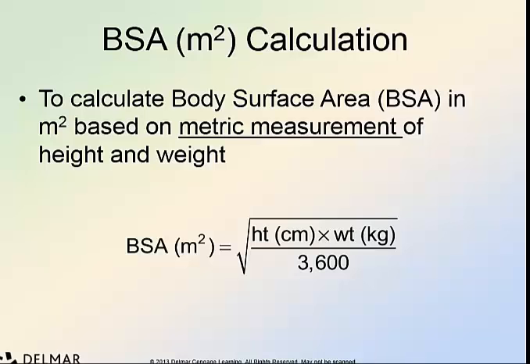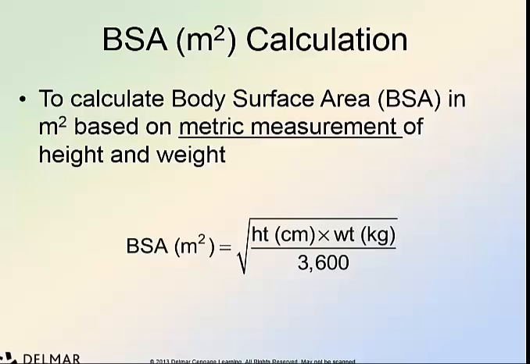So in the following formula, the body surface area is equal to the square root of the height, which must be in centimeters, times the weight, which must be in kilograms, divided by 3,600. And a key thing is you do have to take the square root of that quantity.